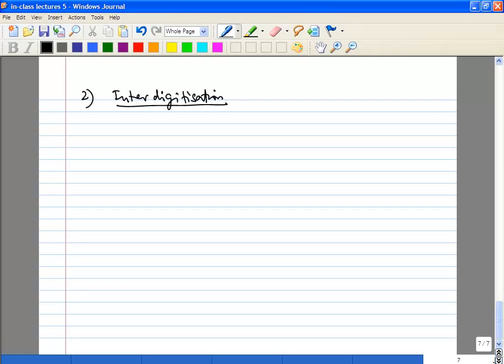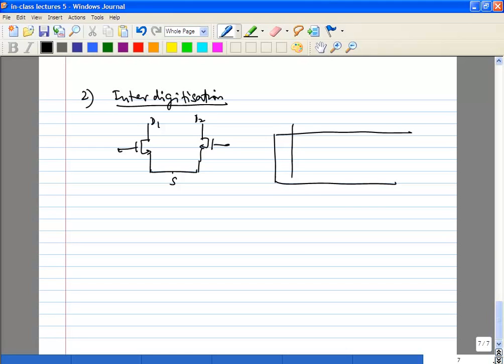Interdigitization. So let's take the case of a diff pair. So you have a common source. Let's say there are some certain number of fingers you're going to choose. So you're going to have D1, S, D2, S, and so on.